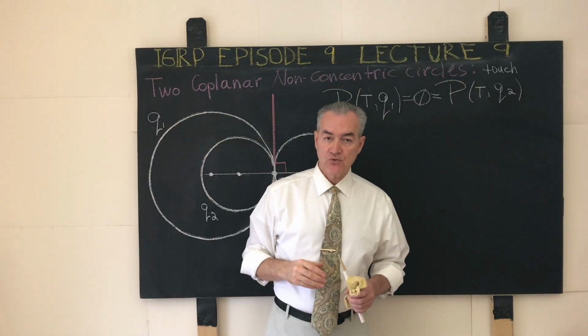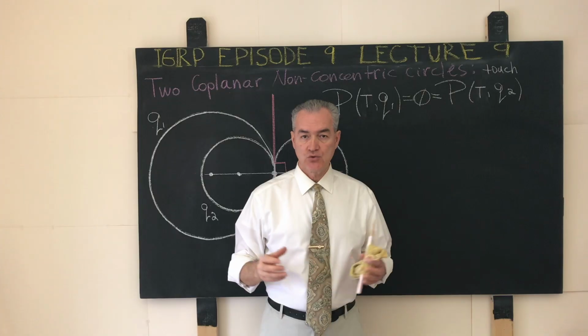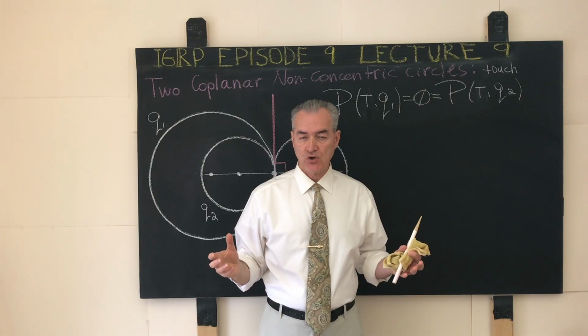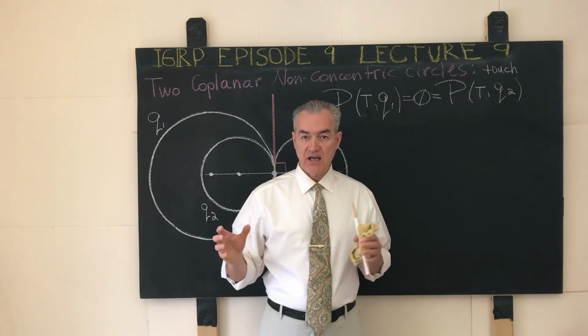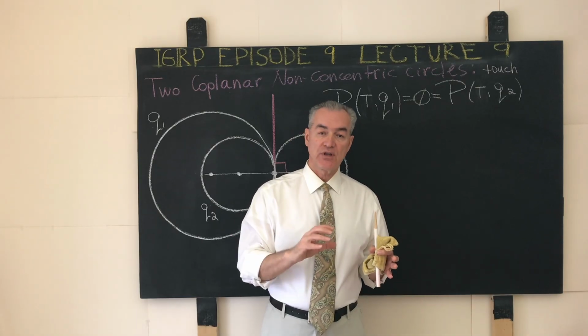Meanwhile, we will move on to the third case, when two coplanar non-concentric circles have precisely 0 points in common, but neither circle is contained within the other.